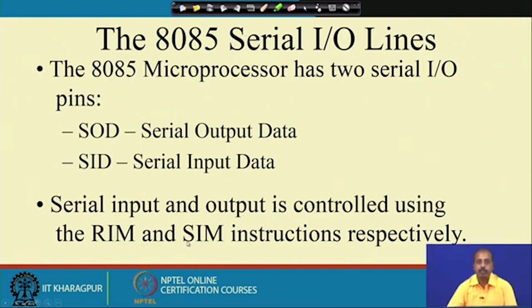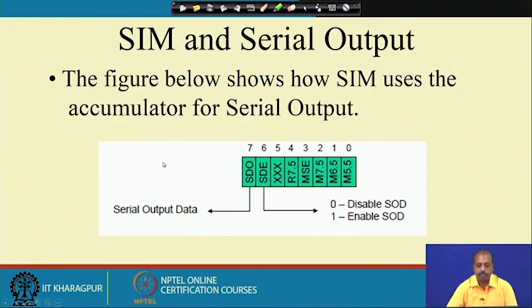As we have seen previously, these RIM and SIM instructions have one bit configured in the accumulator that will be acting as the serial input and output. So, this is how it takes place. First of all, we will discuss the SIM instruction and the serial output part. This shows how this can be done.